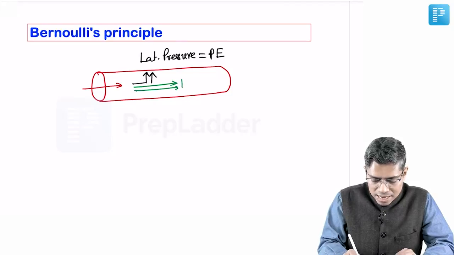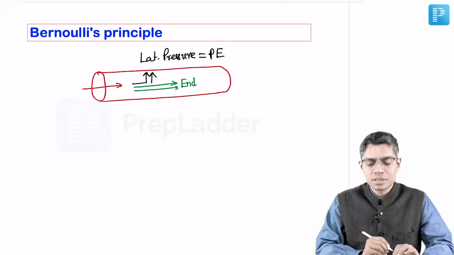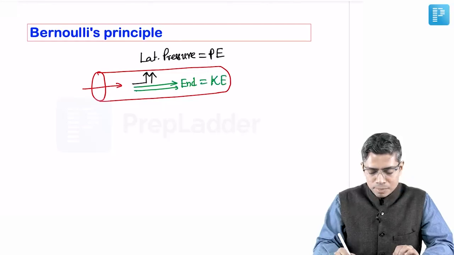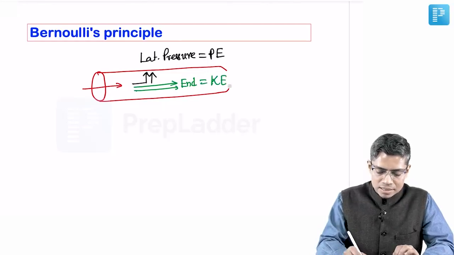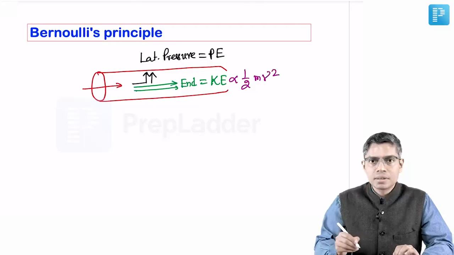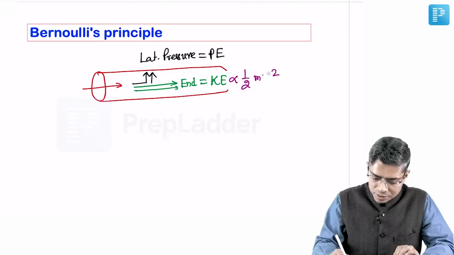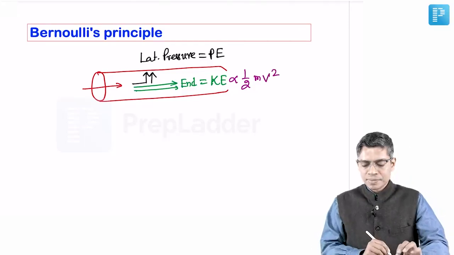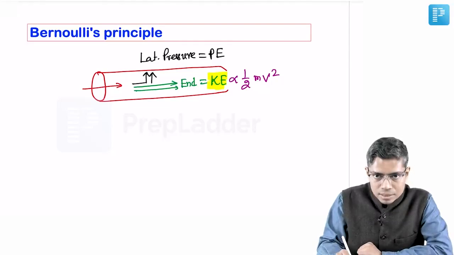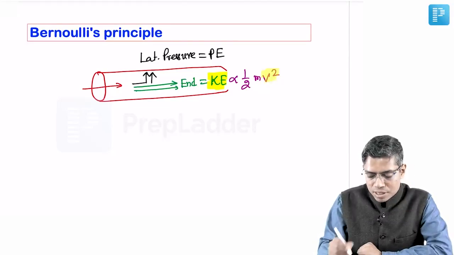This pressure is known as the end-on pressure, or end pressure, which is due to the kinetic energy of the flowing blood, and kinetic energy is equal to 1/2 mv². So this is proportionate to 1/2 mv², where v is the velocity. This means I can understand that this kinetic energy is directly proportionate to the velocity of the flowing blood.